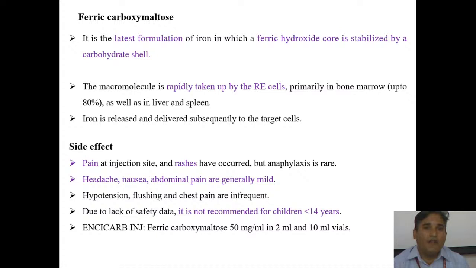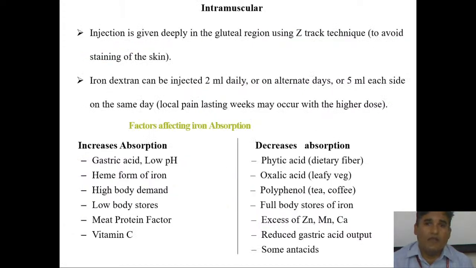Another is ferric carboxymaltose, the latest formulation of iron, with a ferric hydroxide core stabilized by a carbohydrate shell, a macromolecule rapidly taken up by the reticuloendothelial cells, primarily in the bone marrow up to 80%, as well as other reticuloendothelial cells in the liver and spleen. The major side effects are pain during injection, rashes, headache, nausea, abdominal pain, hypotension, and flushing; anaphylaxis is very rare. It is not recommended for children below 14 years because safety data is not available.